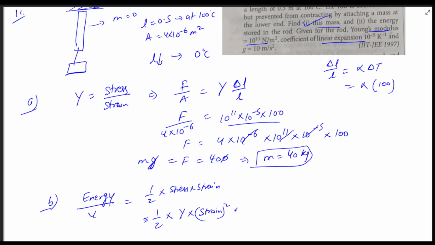So Y into strain square into volume. So we'll have Y is 10 to the power 11 and strain is simply 10 raised to power minus 3, so 10 raised to power minus 3 square, because this was 10 raised to power minus 5 now. Into volume. So volume is the length. Length we will take 0.5 because it is not contracting. And area is 4 into 10 raised to power minus 6. So we will just have to solve this and we'll get our answer.